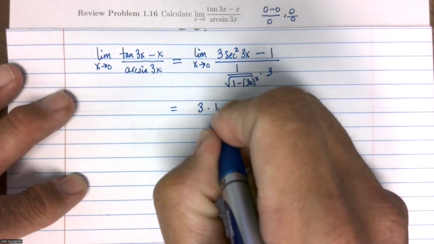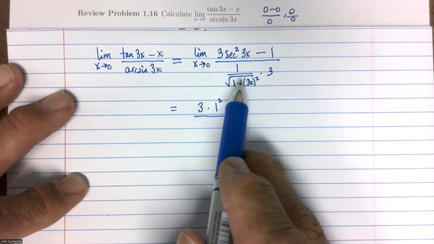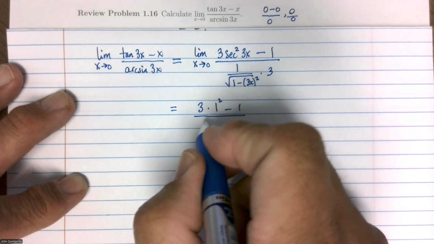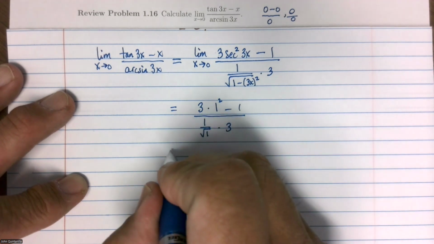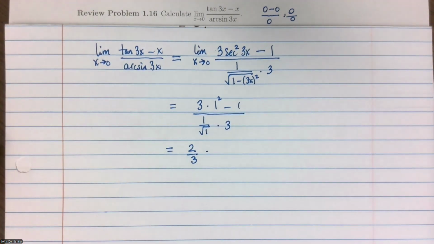So 3 times 1 squared minus 1 over. If I plug in 0 into this, I get 1 over the square root of 1 times 3. And so that simplifies to 2/3. And so this limit is equal to 2/3.